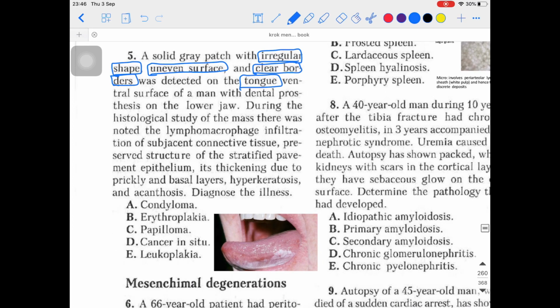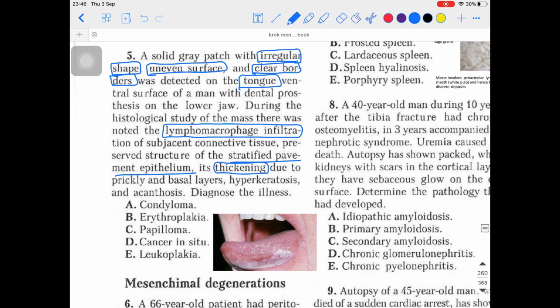During the histological study of the mass, there was noted lymphomacrophage infiltration of subjacent connective tissue, preserved structure of the stratified pavement epithelium. Its thickening is due to prickly and basal layers of the skin.